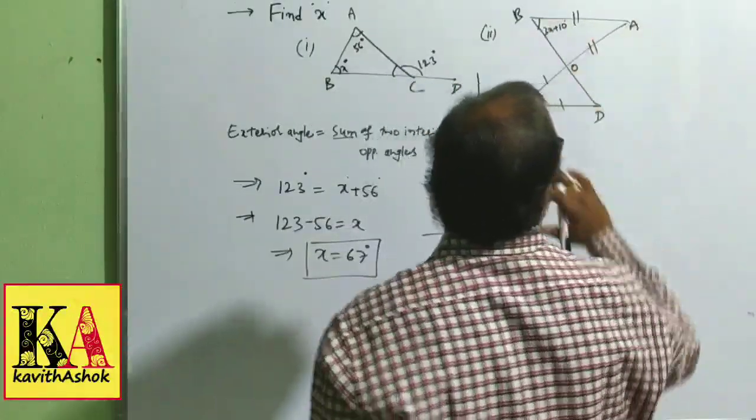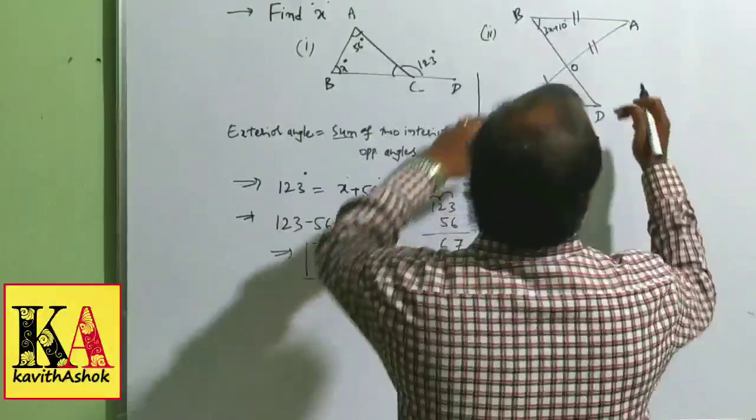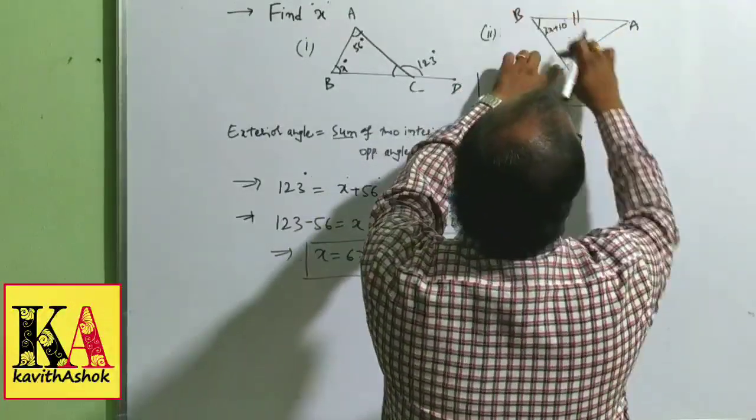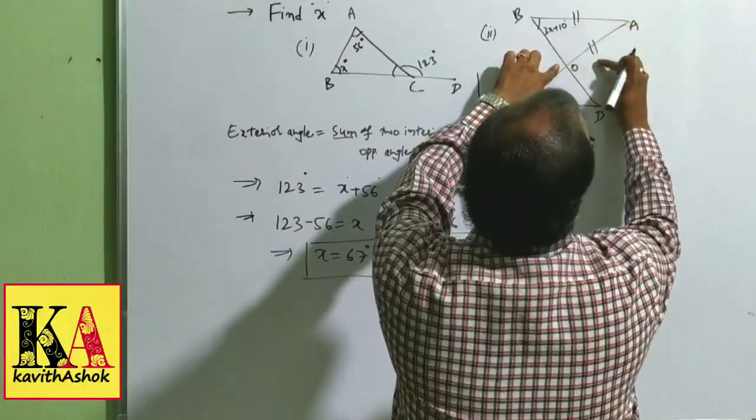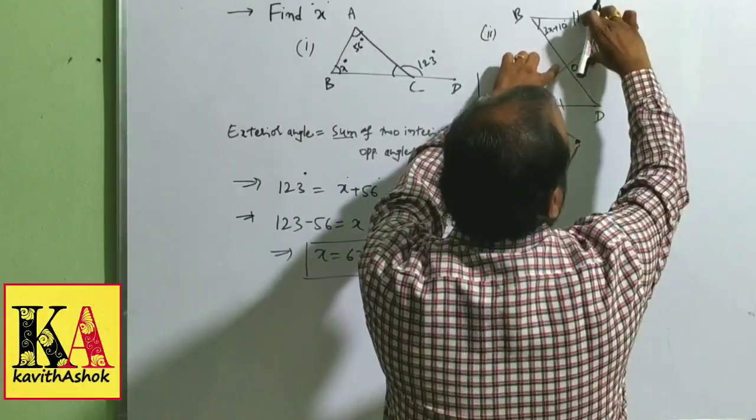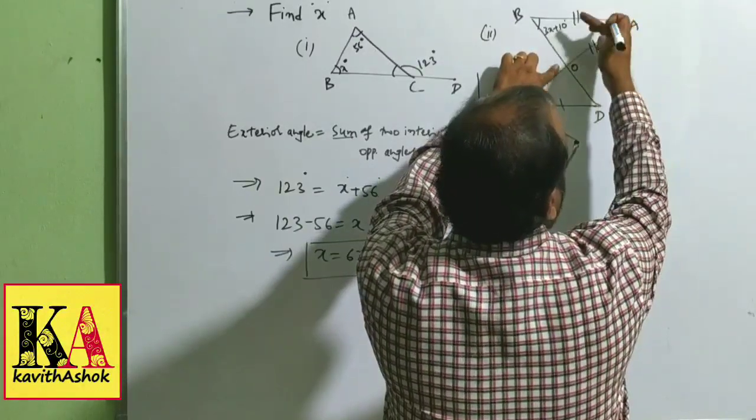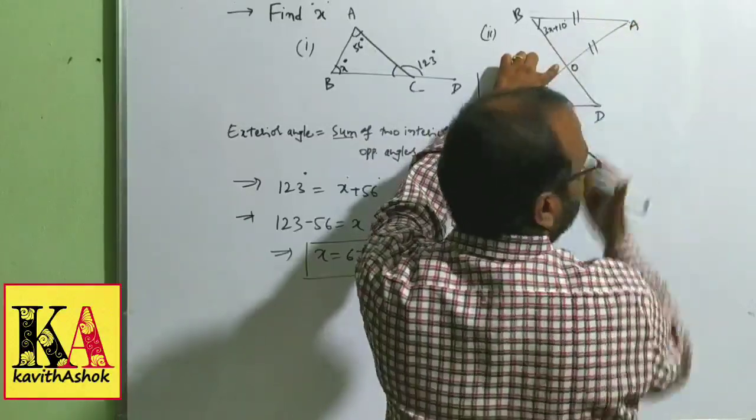Next, go for the second. In this we want to find out x. What is given here? In the triangle OAB, these two sides are same. In a triangle, if two sides are same, the angles opposite to those sides are also same.